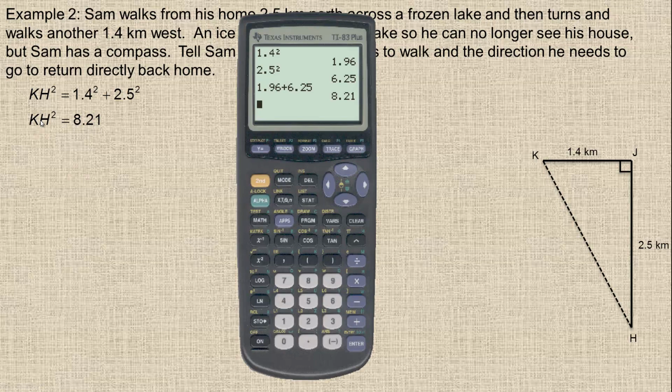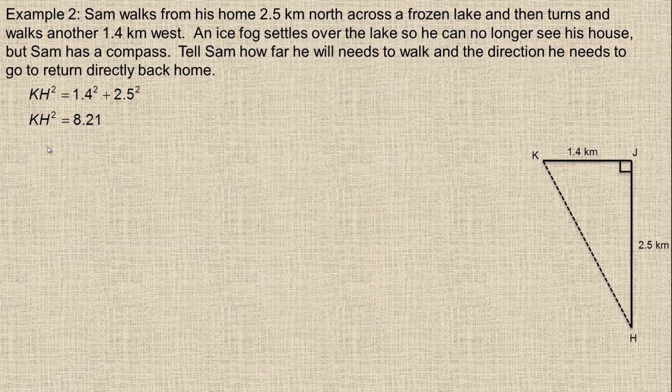Now, in order to find the KH side, we get rid of the square by taking the square root. Remember, square and square root are opposite operations. That's why in lots of calculators, one's on the function key, and the second one's like the second function of that same key. So I'll go second, my square root, and then 8.21. So about 2.9 is the length of KH.